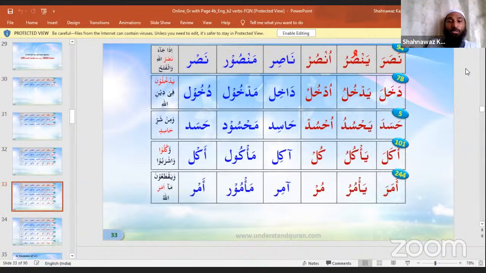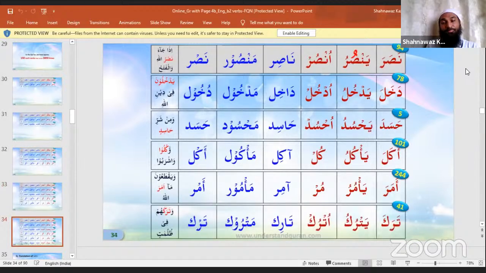Amara, he ordered. Ya'muru, he is ordering. Mur, order. Amir, the person who orders. That's why you have to follow the person who is ordering something. Amir is the one who orders something, so you have to follow. Ma'mur, the thing that is obeyed. And amrun is the matter. وَيَقْطَعُونَ مَا أَمَرَ اللَّهُ, and they cut what Allah Ta'ala has ordered. Amara Allah, amara Allah who? Because Allah is the active participant.